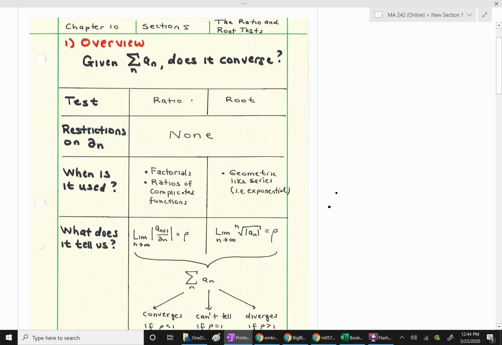So that's another reason why it's called ratio of complicated functions. And what is a complicated function? A complicated function is one you look at and you go, I have no idea how to do this at all. That's a complicated function. When do we use a root test? We generally use it when we have a geometric-like series.